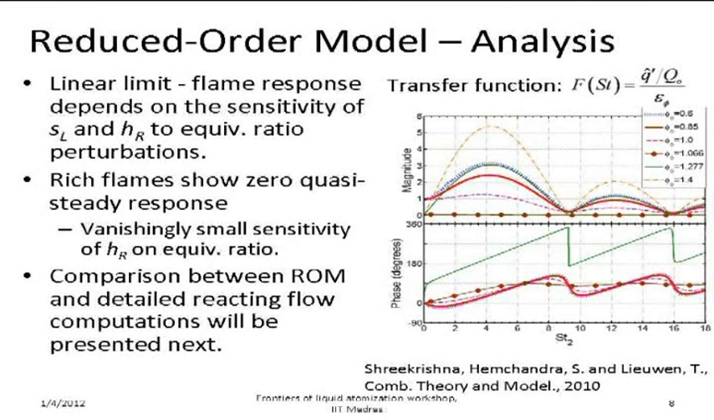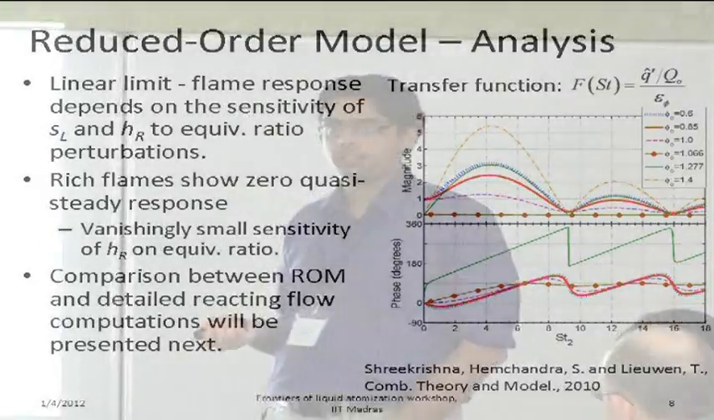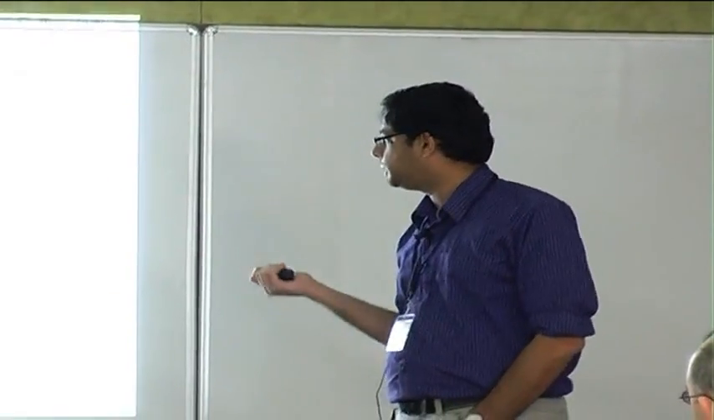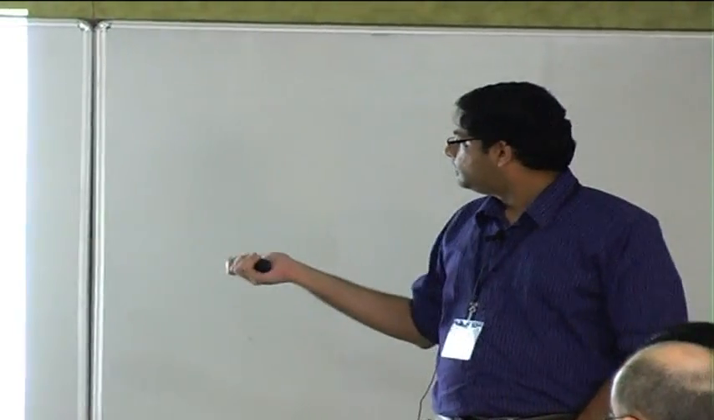And this is now a typical result from that model. And what we found basically is that the heat release response magnitudes scale with the sensitivities of flame speed and heat of reaction to equivalence ratio, as isn't very surprising.